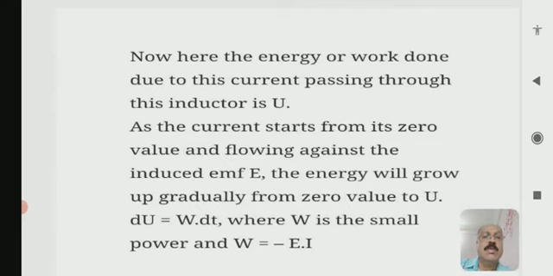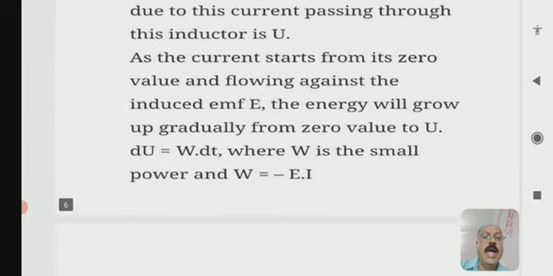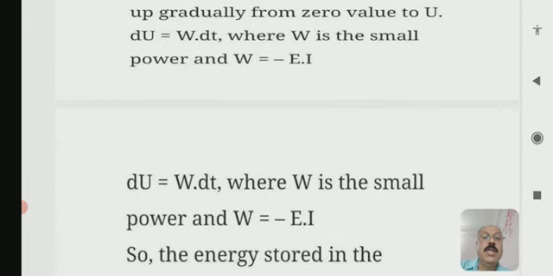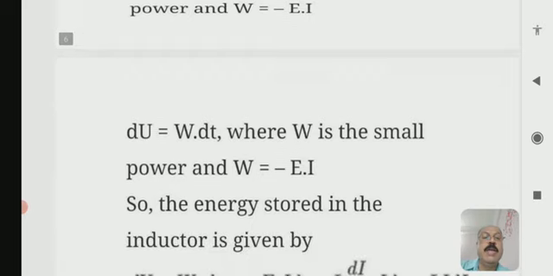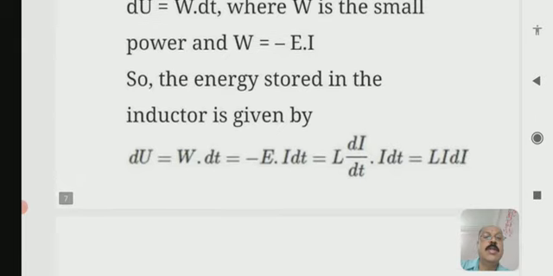As the current starts from its zero value and flows against the induced EMF E, the energy grows gradually from 0 to a value U. That is, dU is equal to P into dt, where P is the power and P is equal to minus E into I. So the energy stored in the inductor is given by dU is equal to P dt, or minus E I dt.